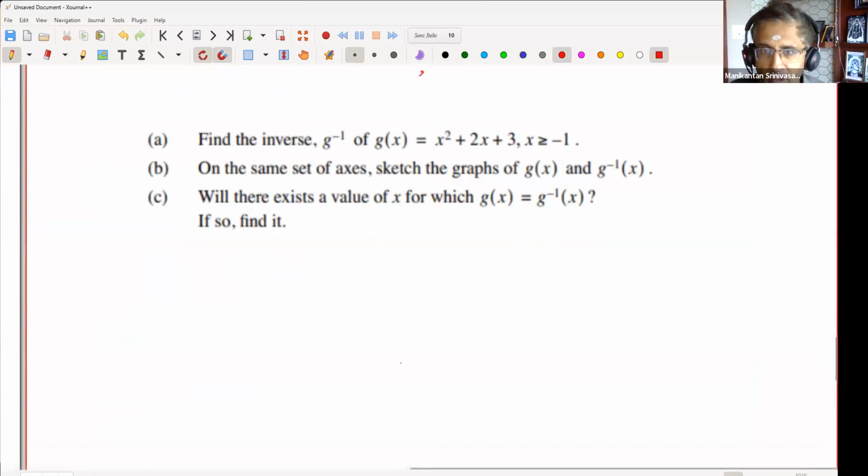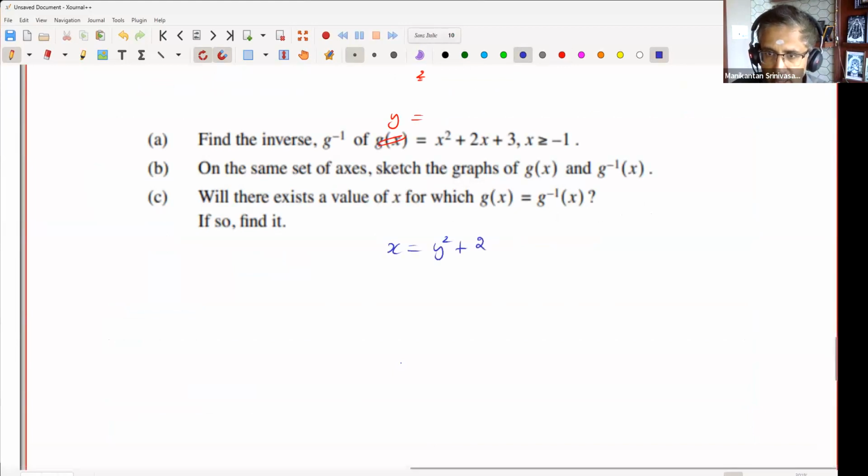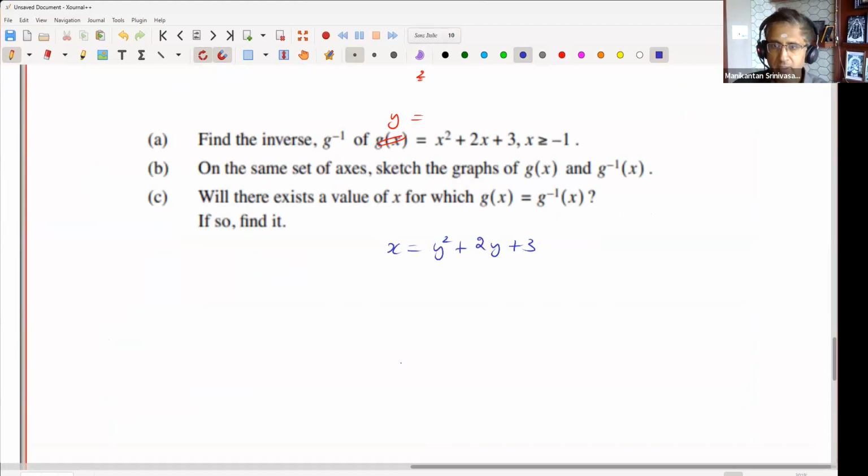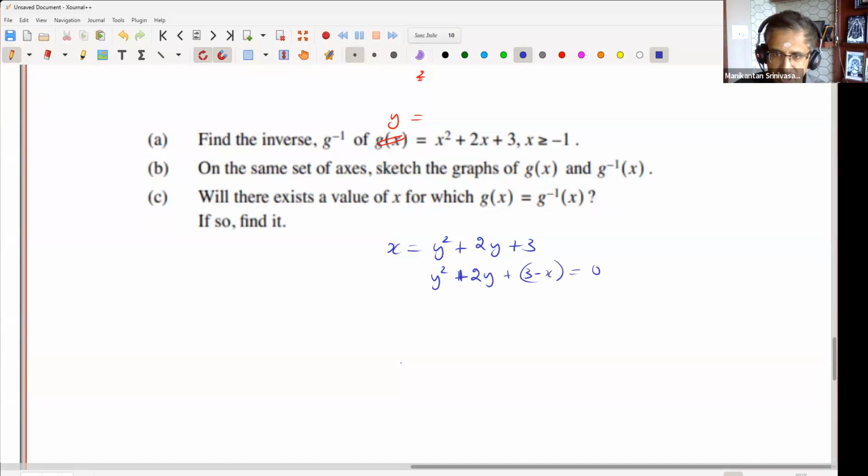Okay, so inverse, how do you find? We just start with writing x in terms of y. So this is like your y, right? So this is y. Okay, so now we'll start with writing x equal to in terms of y. We'll say x equal to y square plus 2y plus 3. And then we'll have to solve for y. So this is a quadratic. So y square plus 2y, and think of x like a constant. So plus 3 minus x equal to 0. So the 3 minus x is like a constant.